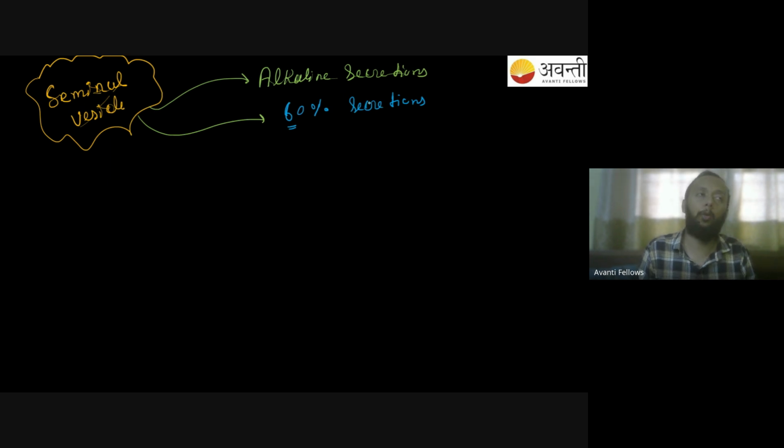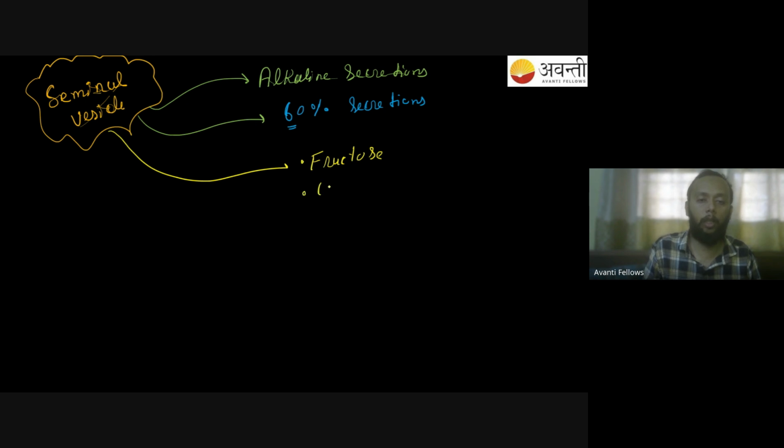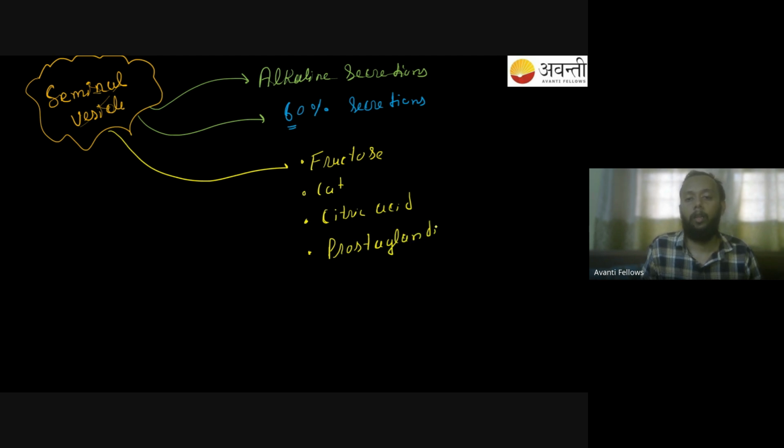Now the question is what kind of secretion it has. You know it's an alkaline solution, but what does this alkaline secretion contain? In this alkaline secretion, you will have the presence of fructose. You can have calcium ions. You can have citric acid. You will have one more important one, prostaglandin. These are the kind of secretions you can find coming from the seminal vesicles.